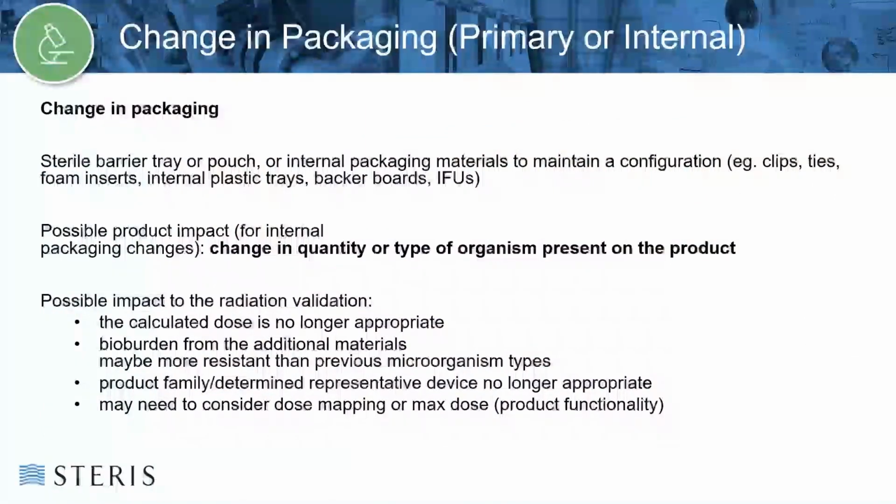Additionally, there may be a change in packaging. This could be a change in the sterile barrier tray or pouch or internal materials to maintain the configuration. For example, clips, ties, foam inserts, internal trays, backer boards, or information for use packets. Possible impact for internal packaging changes is a change to the quantity and type of microorganisms present on the product. This impact could affect whether or not the calculated dose is still appropriate.